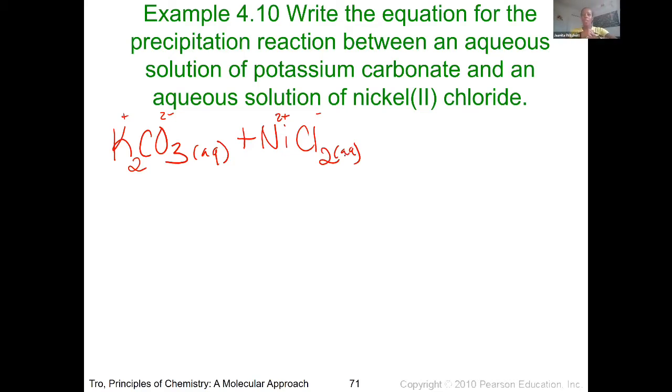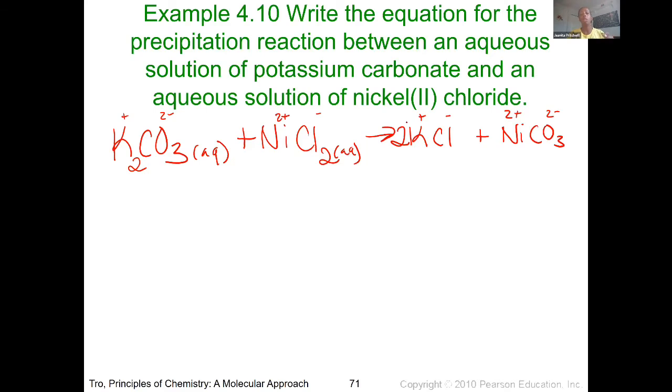Now we want to swap the cations to predict our new products. And so we would have potassium and chlorine coming together, and we would have nickel and carbonate coming together. Now, when we predict the charges, we see potassium, we know, has +1, chlorine is -1, nickel would still be 2+, and carbonate is 2-. And so in either of these cases, I don't need any subscripts. I do need to balance the equation, however, and we can do that by putting a 2 in the coefficient position.